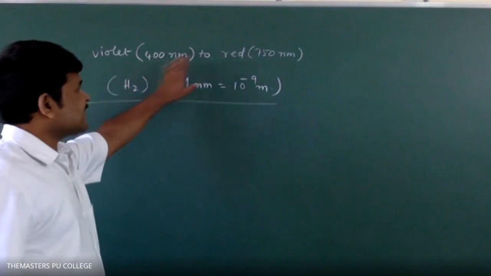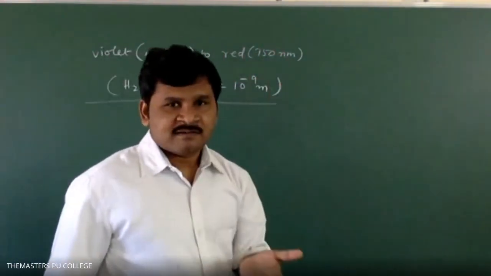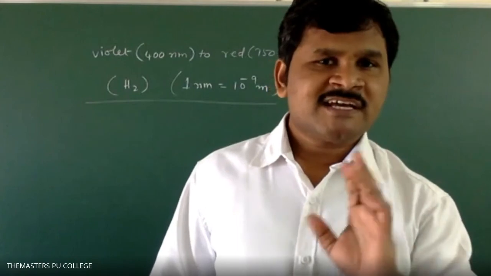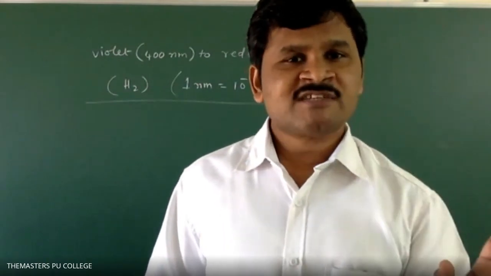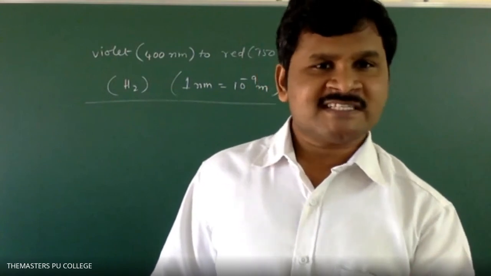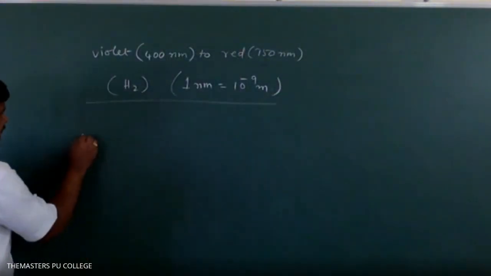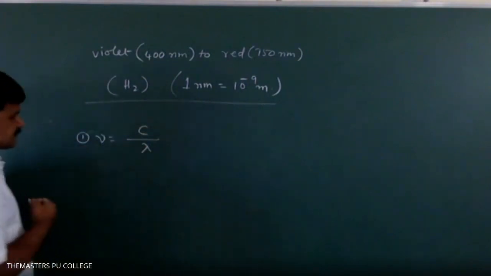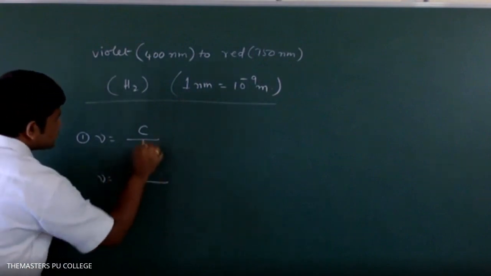How can we say the given values are wavelengths? Nanometer is a unit for wavelength, right? Yes, sir. Okay? So here two different wavelengths are given. For those two different wavelengths we have to calculate two frequencies. For the first one, nu is equal to c by lambda. Nu is equal to c by lambda formula.